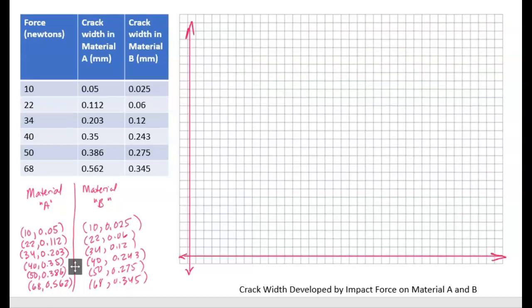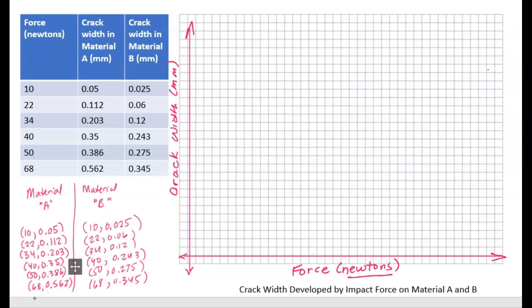Now I need to label each axis. My x-axis shows the force used in newtons. And I make sure that I put the units along my axis too. My y-axis describes the crack width in millimeters. Notice that I don't mention whether it's with material A or with material B, because those will be described by using different lines, and we can make a legend.